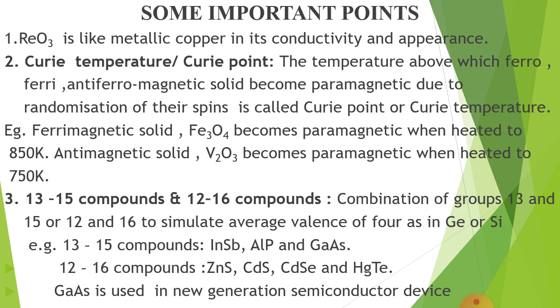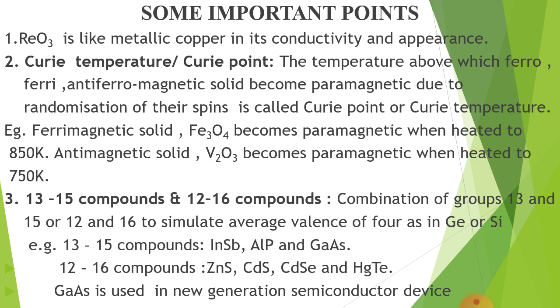For iron, the Curie temperature is 1033 Kelvin, and for nickel, the Curie temperature is 629 Kelvin. So you have to know about Curie temperature. Third point, 13-15 compounds and 12-16 compounds.